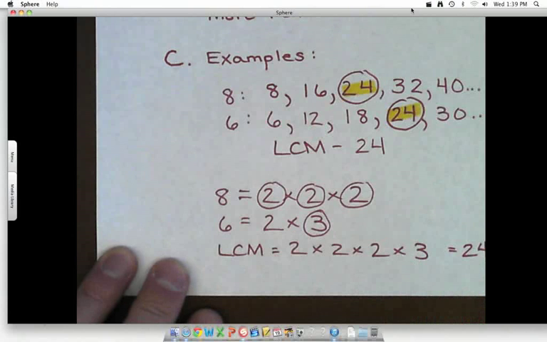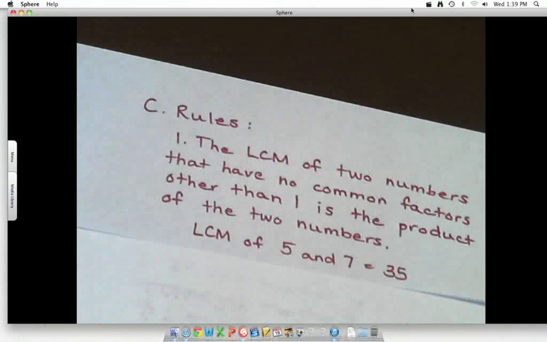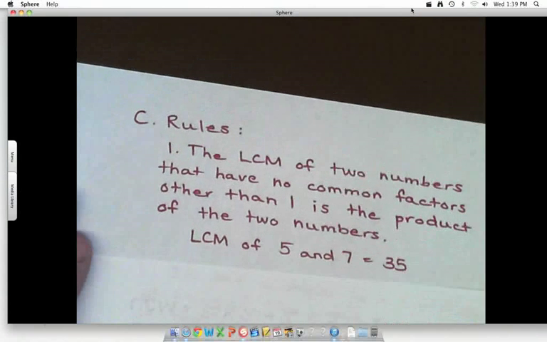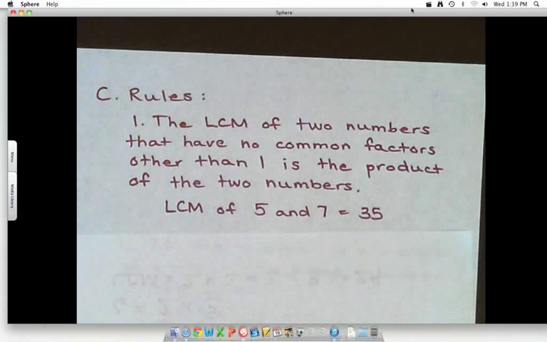Now there are two very helpful rules for finding the LCM in special situations. The first rule: the LCM of two numbers that have no common factors other than 1 is the product of the two numbers. So for example, the least common multiple of 5 and 7 happens to be 5 times 7, which equals 35.